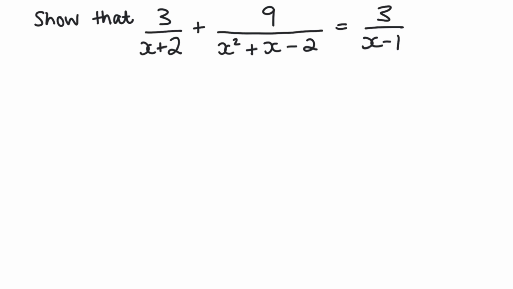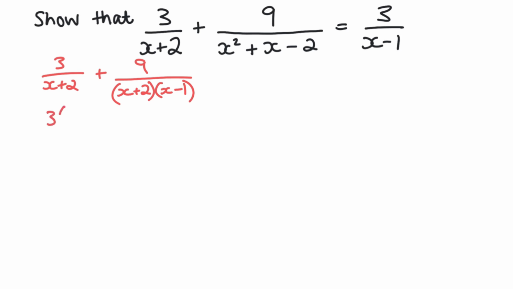So I'm going to start by factorising the quadratic fraction. So we've got 3 divided by x plus 2, plus 9 divided by, and then we want two numbers that times together to make minus 2 but add together to make 1. So we've got x plus 2 in one bracket and x minus 1 in the other bracket. So now we can see some similarities between the two fractions. So I'm going to take the first fraction and times both top and bottom by x minus 1 so that the bottom numbers are going to be the same.